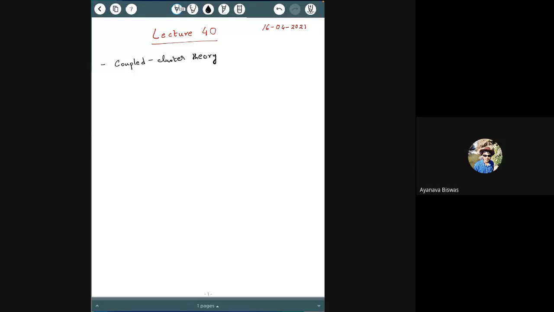Okay, so we have now arrived at lecture 40, and this is the last ab initio quantum theory that we will discuss, which is the coupled cluster theory, which is currently known as the gold standard of electron correlation theories.